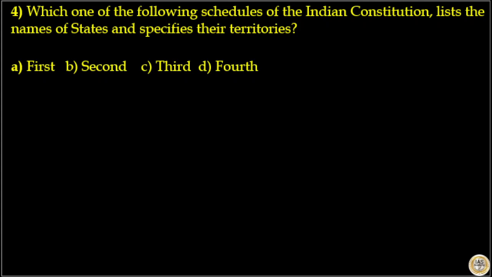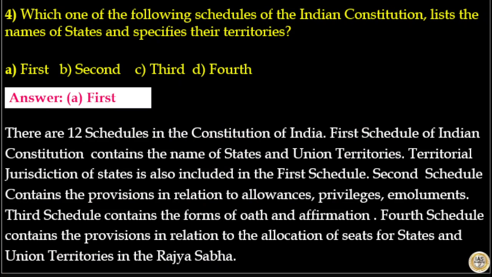Which one of the following schedules of the Indian Constitution lists the names of states and specifies their territories? Options are first schedule, second schedule, third schedule and fourth schedule. Here the answer to this question is option A, first schedule. There are 12 schedules in the Constitution of India. First schedule of the Indian Constitution contains the names of states and union territories.